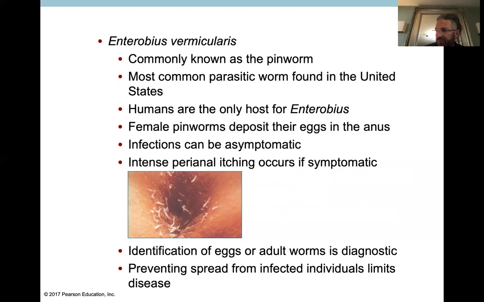So I don't know if you guys have ever heard of the Scotch tape test. If you suspect that your child has this, in the morning you take Scotch tape, you put it on this, you pull it off, put the Scotch tape under the microscope, and you'll actually see this. Identification of eggs or adult worms is diagnostic. Preventing spread from infectious individuals. So literally, this is very common.